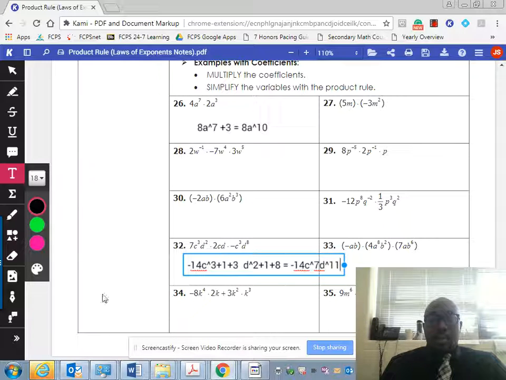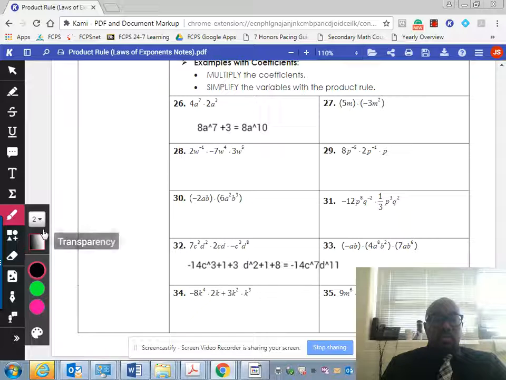Okay. And the correct way to write that, let me use my drawing tool. The correct way to write that would be negative 14 c to the seventh d to the 11th.